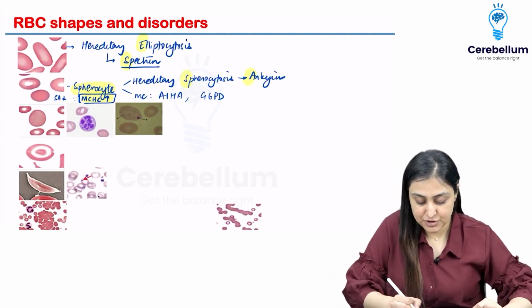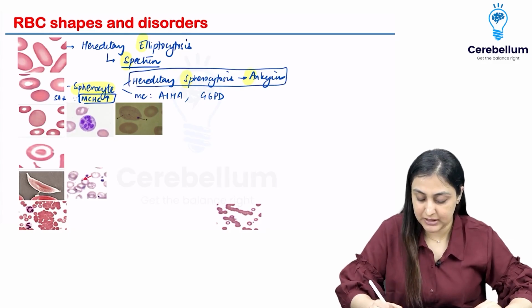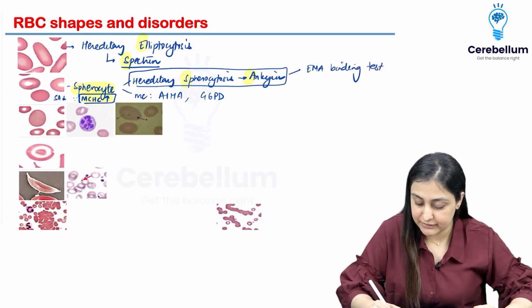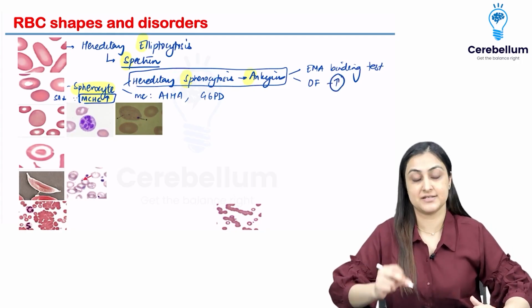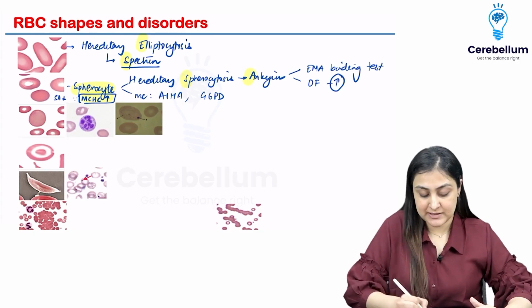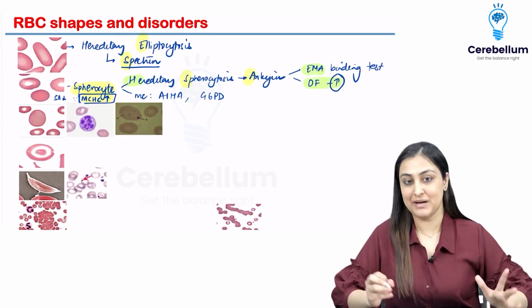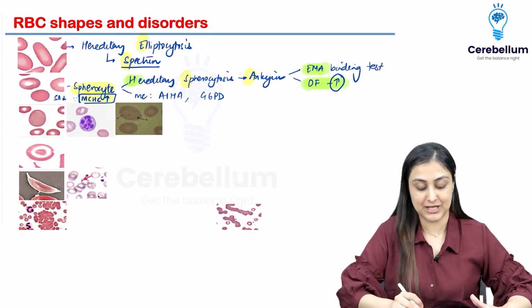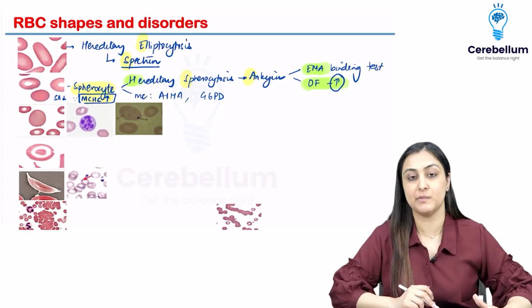Now let's just finish off hereditary spherocytosis right here. Here you want to remember that there is an EMA binding test. And when we test the osmotic fragility, these cells are very fragile. Osmotic fragility is increased. How you want to remember is that Hema is a girl who is fragile. So EMA, fragility increased. That is our mnemonic for hereditary spherocytosis. Okay, so this is all about this.